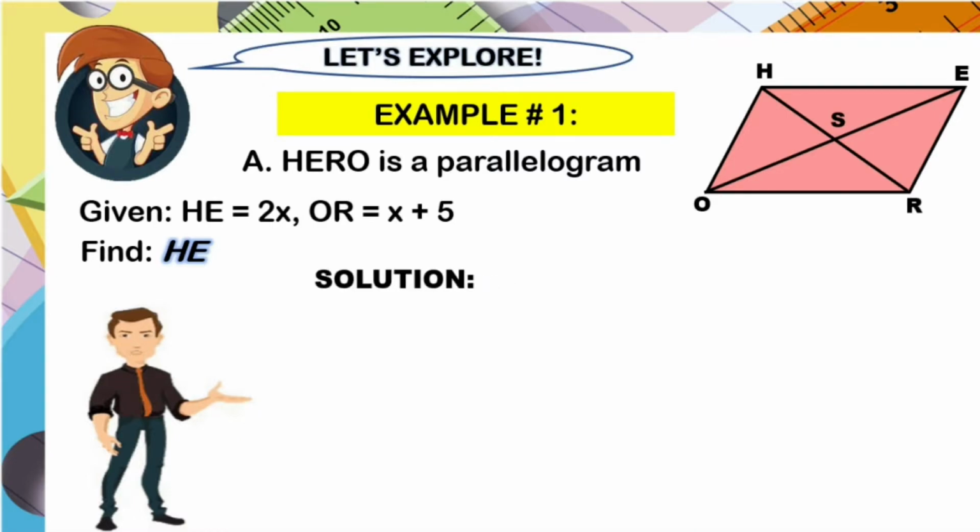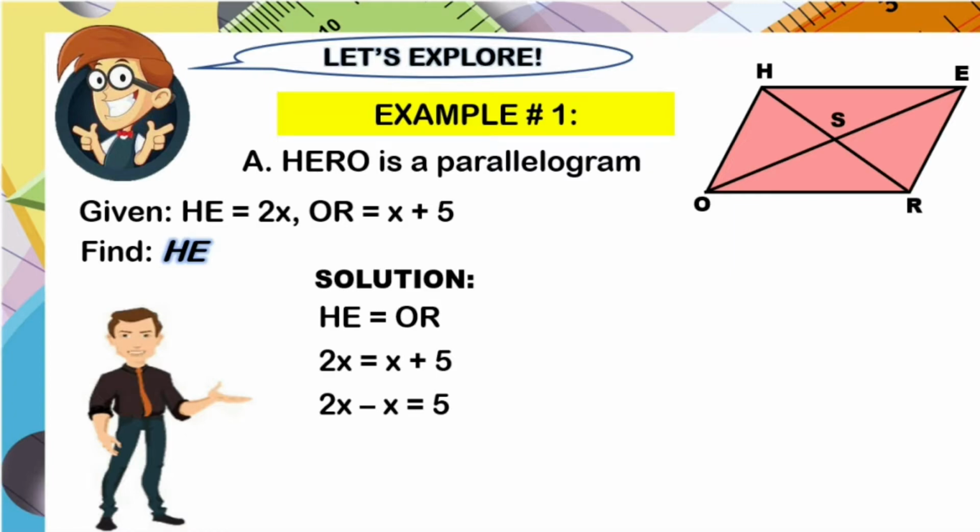Based on the given statement, we can say that HE is equal to OR. To solve the given problem, substitute the values of the sides HE and OR to the equation HE equals OR. Substituting, we have 2x is equal to x plus 5. Then, let us try to solve for the value of x.